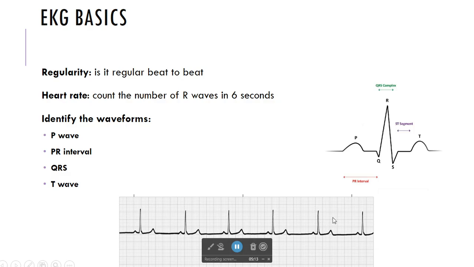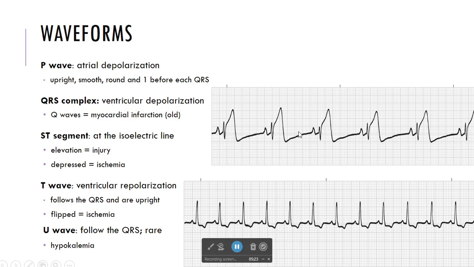So this is a normal EKG rhythm where I have P, QRS, T. Everything's at the isoelectric line. This has ST elevation. This has ST depression. And you should notice that this second waveform is also tachycardic.